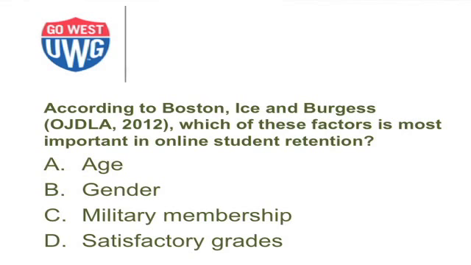According to Boston, Ice, and Burgess, who are from American Public University System, which of these factors is most important in online student retention? You're going to write down on your piece of paper or in your mind, you're going to keep your own score, and we're going to do the good old honor system. Do you think it's age, gender, military membership, or satisfactory grades? Does everybody have their answer in their virtual space somewhere?